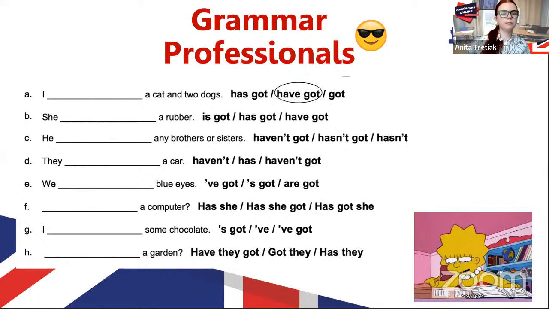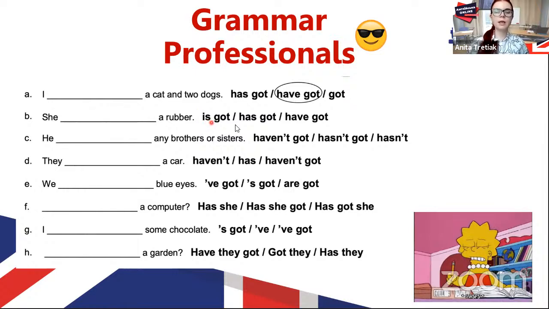Let's move to B. Let's read. She, something, yep, we don't know yet what it is, a robber. And then the options are is got, has got, and have got. So what do we use here? She is got, she has got, or she have got a robber. Please write in the chat B and the correct option, the correct answer that you think is good for here.